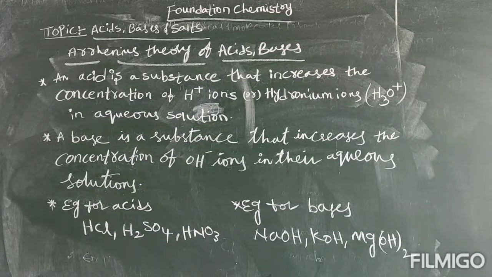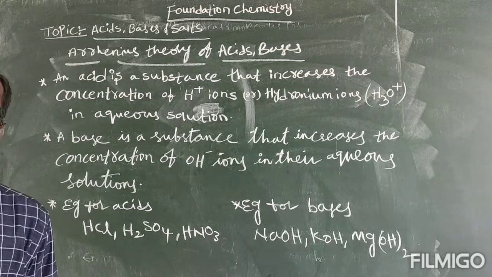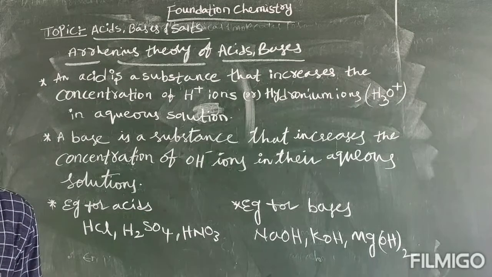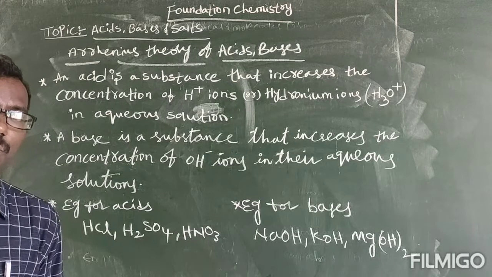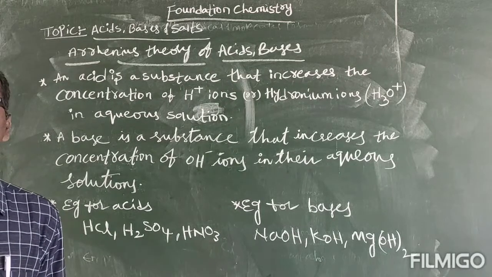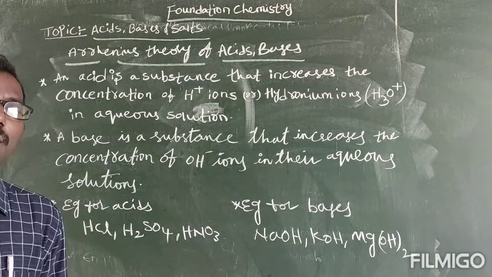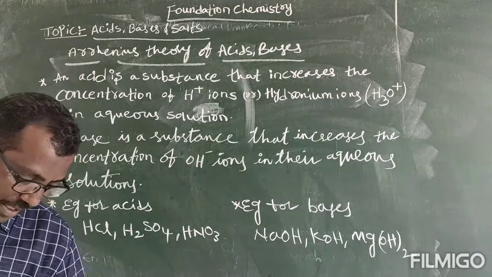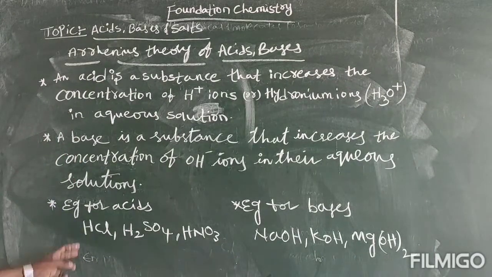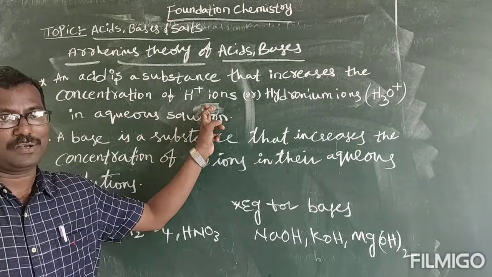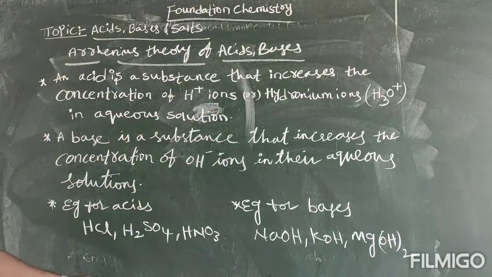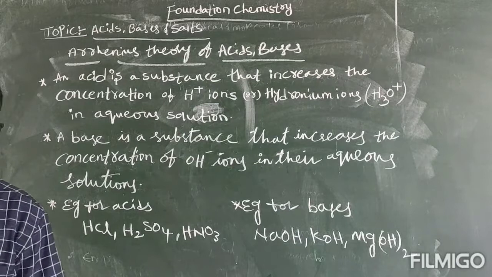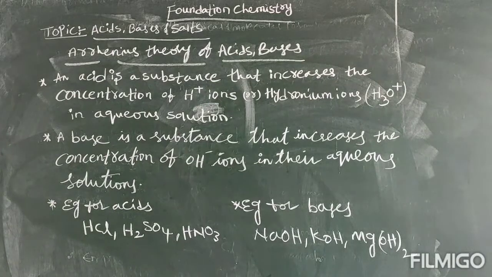Already in the previous class we discussed strong acid, strong base, weak acid and weak base. A strong acid is one which ionizes completely, and a weak acid is one which ionizes partially. In the same way, here he defined them in terms of H plus ion concentrations, which we will see now. Please make a note of these two definitions and examples.